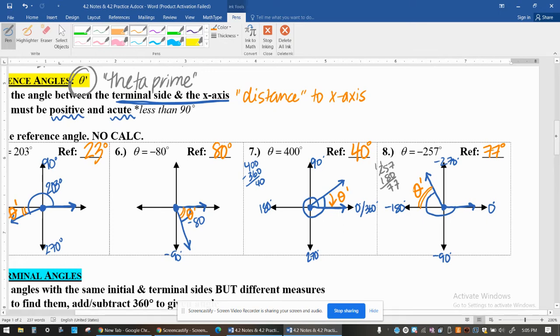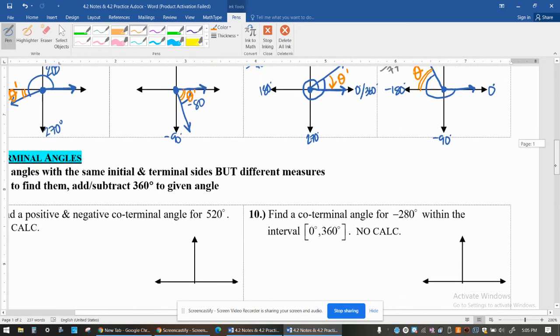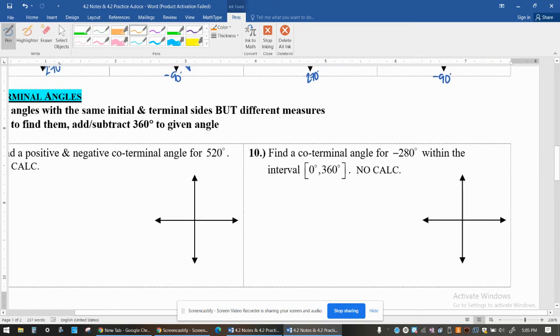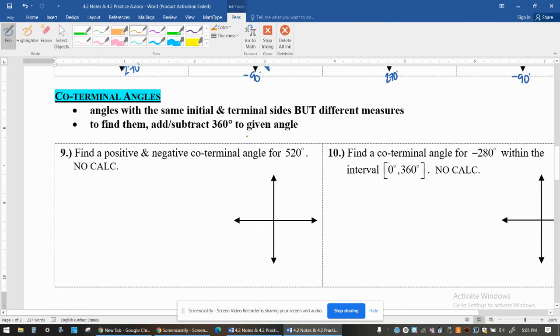Okay, so continuing on for the last topic that we want to review with you guys is coterminal angles. Now, the word itself, coterminal, means that they both end in the same spot, okay? So they're angles with the same initial and terminal sides, but they have different measures.